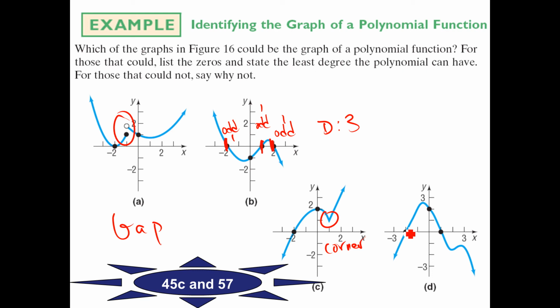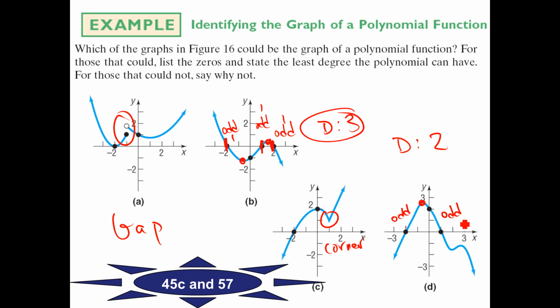How about this one? This is going to be odd at -2. It's going to be odd at +1 there. All right, so the smallest degree this could have would be 2. All right, does that make sense, though, in terms of turning points? This has 1 turning point, 2 turning points. All right, so that's 1 less than 3, so that works.